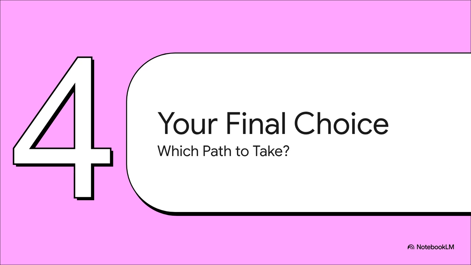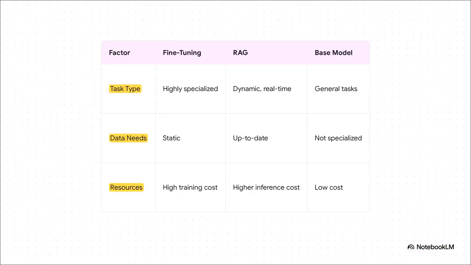Okay, so knowing all of this, how do you make your final choice? How do you decide which of these paths is the right one for that amazing app you want to build? This framework breaks it right down. If your task requires the AI to learn a very specific style or a unique vocabulary from data that pretty much never changes, then fine-tuning is a fantastic choice. But if you need the AI to use information that's constantly updating, think real-time data, then RAG is the clear winner, no question.